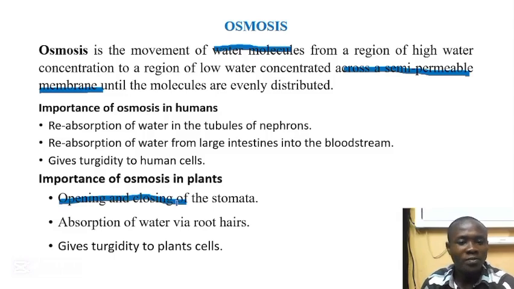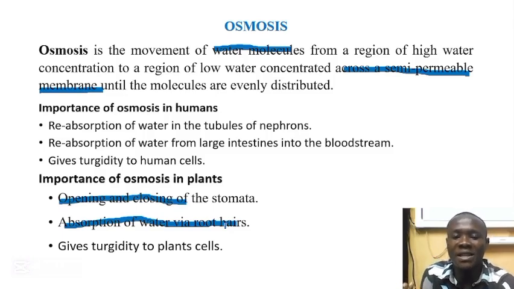And also, the next one we'll talk about is absorption of water via the root hairs. The water is in the soil and it is being taken up by the plant, specifically through the root hairs. So they take up that water through the process we call osmosis. And also it gives turgidity to plant cells. It makes it turgid. That means it makes it firm.